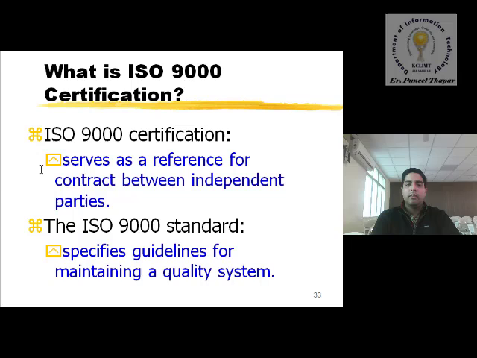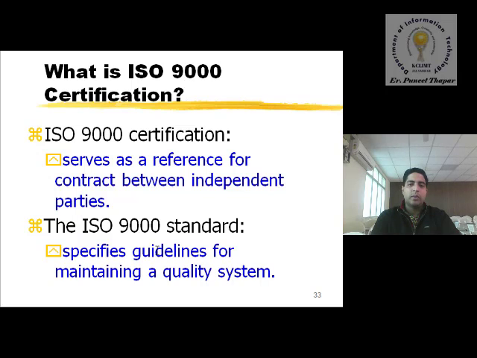Independent parties means we have lots of agencies available, lots of software production organizations available, but for each organization we can't say that this is a genuine one. So ISO provides a contract that this organization is a genuine one, a standardized organization, so this standard is helpful. The ISO 9000 specifies the guidelines for maintaining the quality of a system.